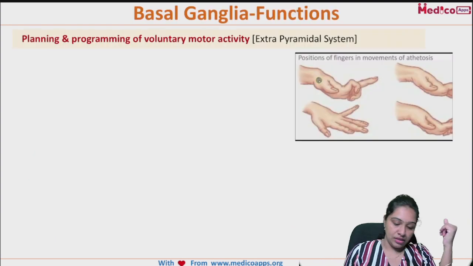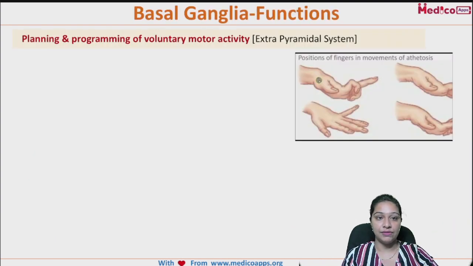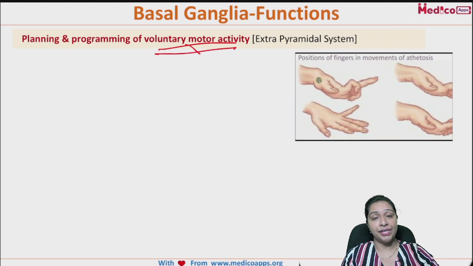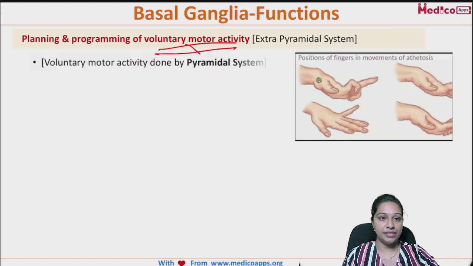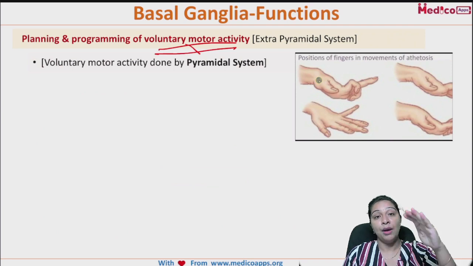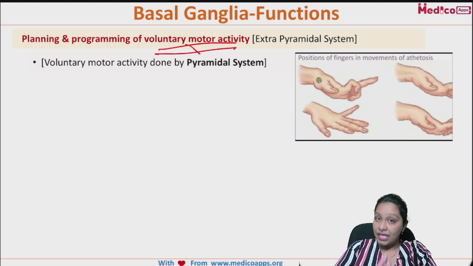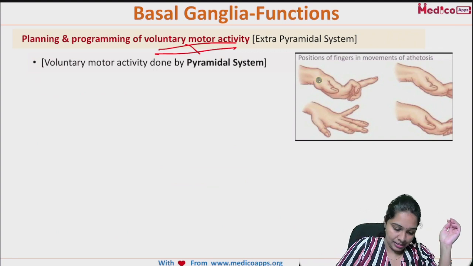Now, what are the functions? They are mainly concerned with planning and programming of voluntary motor activity. That is basically related to the extrapyramidal system. Voluntary motor activity is done by the pyramidal system, but the planning and programming is done by the extrapyramidal system.